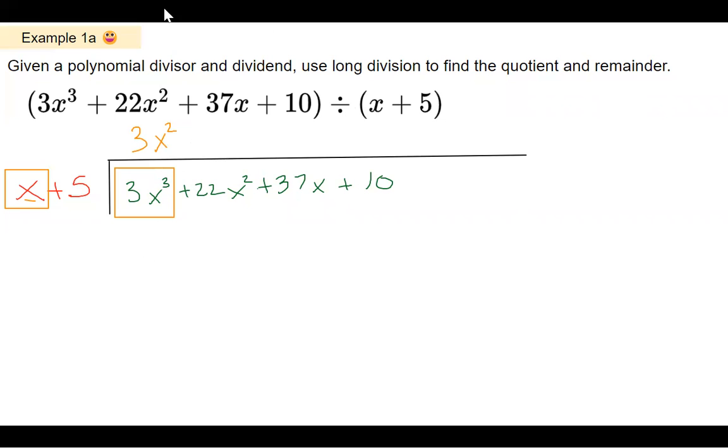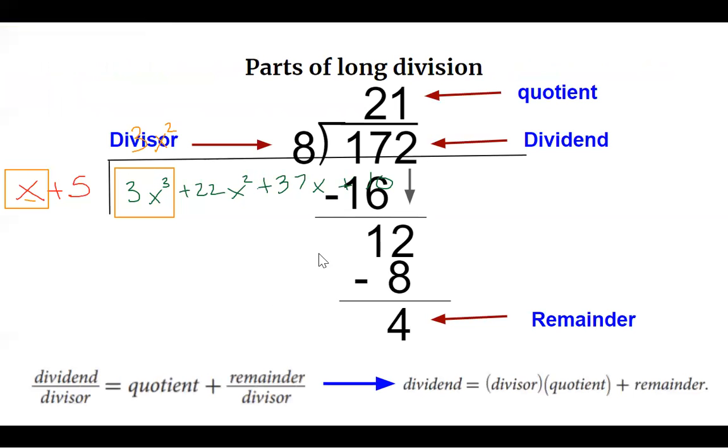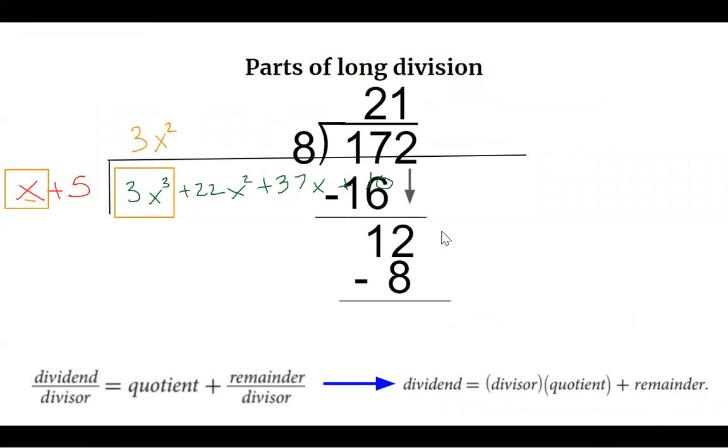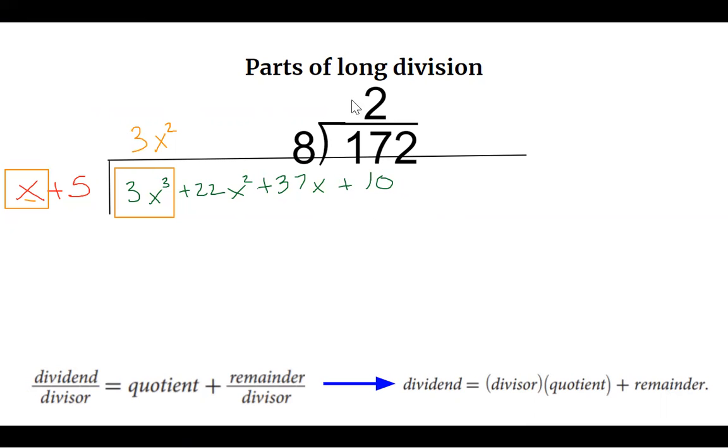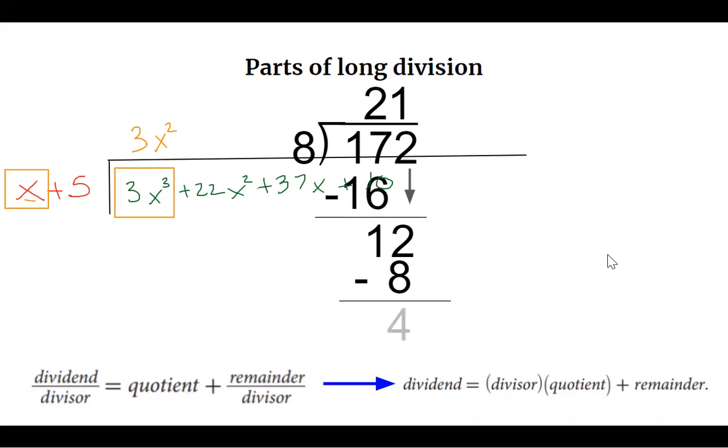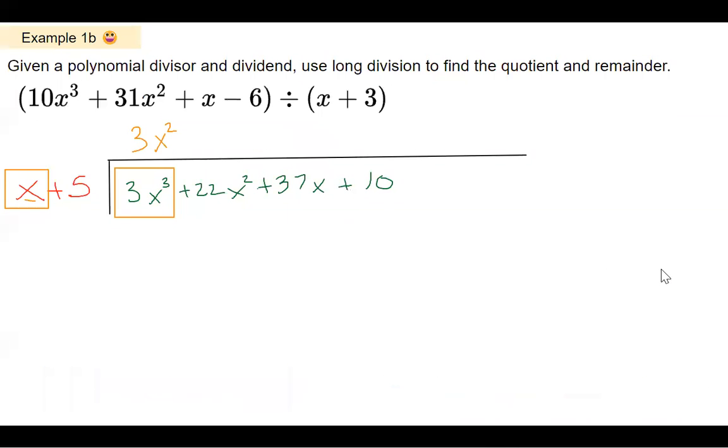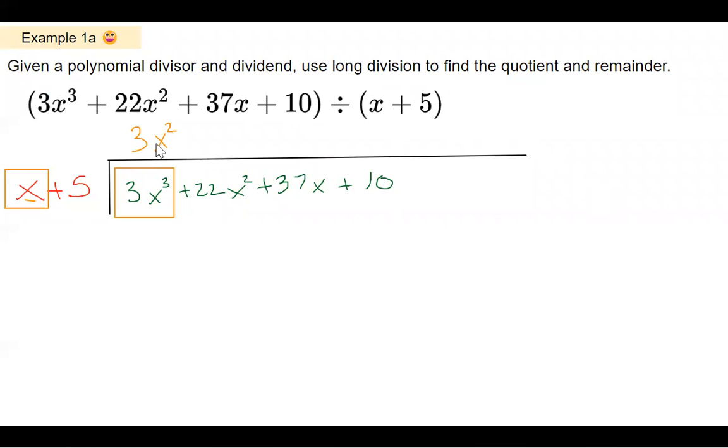So let me go ahead and bring back the example. So here it is. What did we do here? Notice here that we noticed that 8 fits into 17 twice. What did we do here? We multiplied 2 times 8 in order to get 16. Okay? So what do you guys think was going to happen here? We're going to multiply 3x to the power of 2 times x plus 5. So let's go ahead and multiply it.